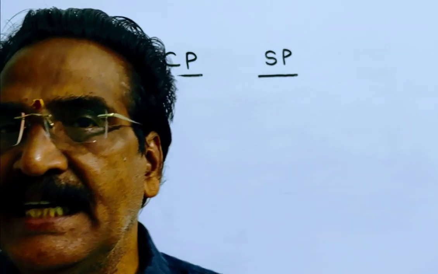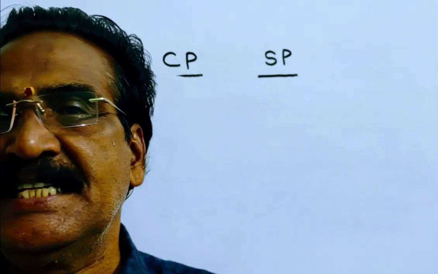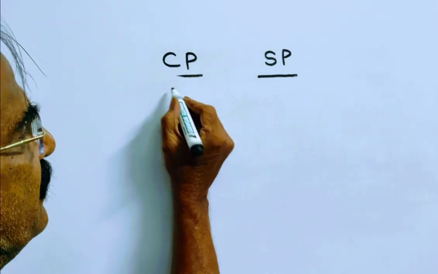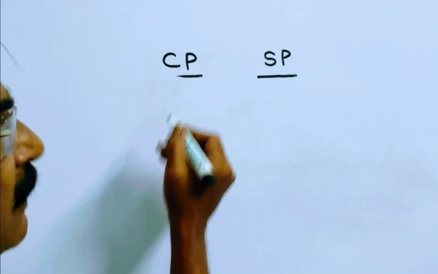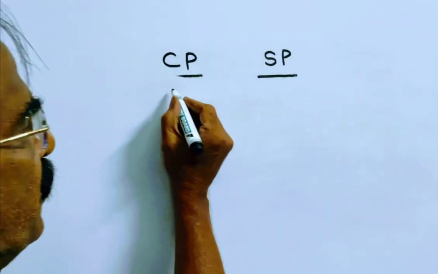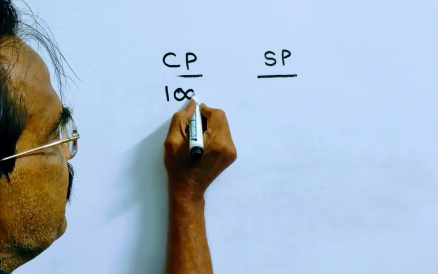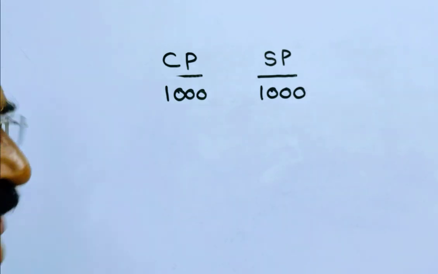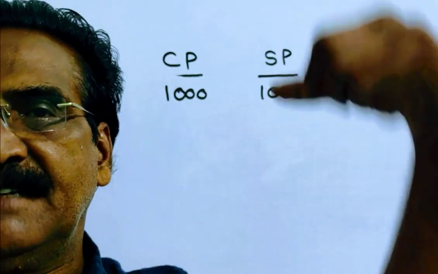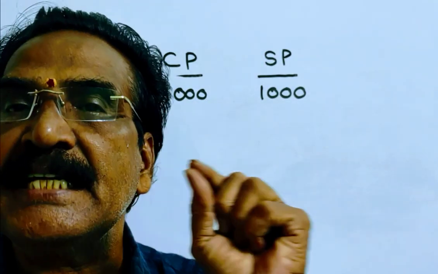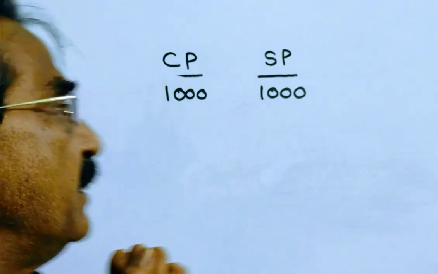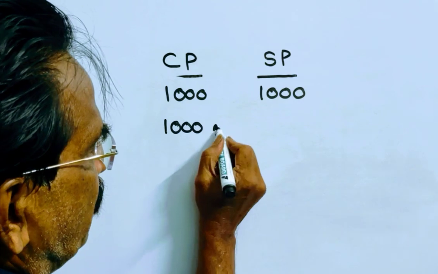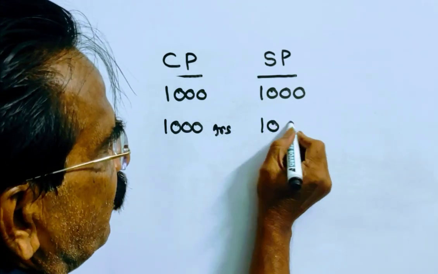See friends, a careless shopkeeper sells his goods at cost price. That means selling goods at cost price means cost price and sold price are the same. So if the cost price is 1000, the sold price is also 1000. Friends, in other words, if each gram is 1 rupee, he has to give 1000 grams for 1000 rupees.